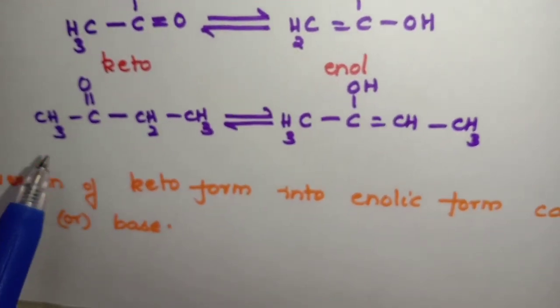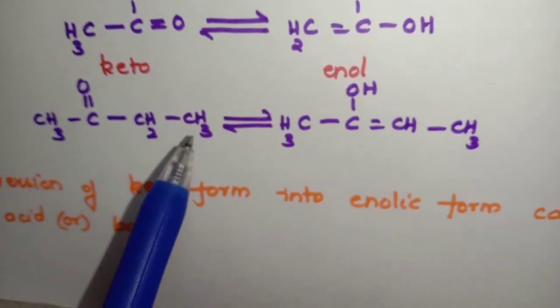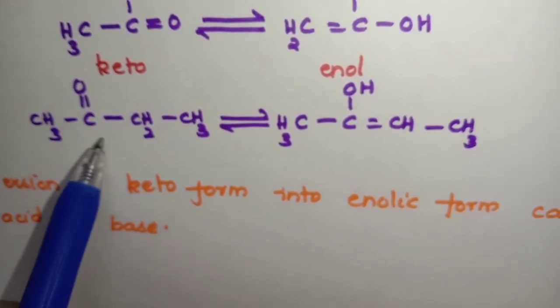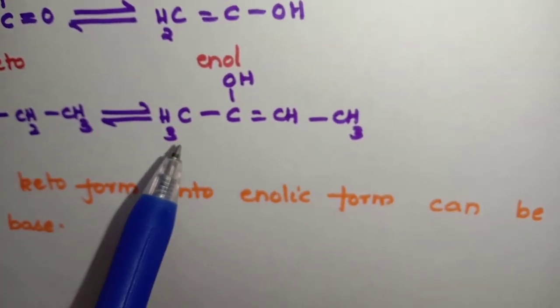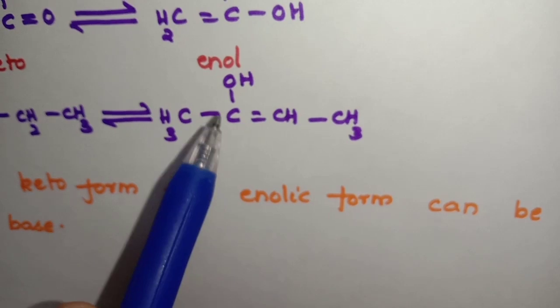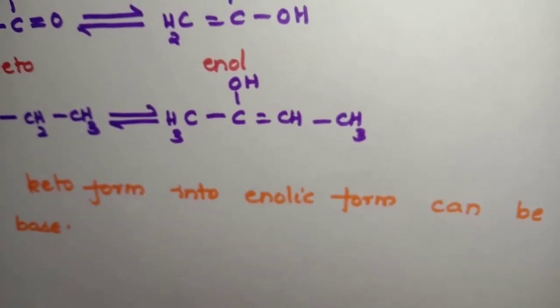One more example I have given, students. CH3 C double bond O CH2 CH3. This is the keto form. It is rearranged to form the enolic form, CH2 double bond C OH CH3. This is called the enolic form.